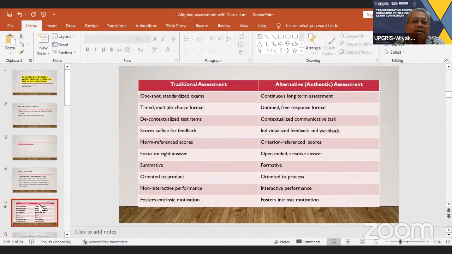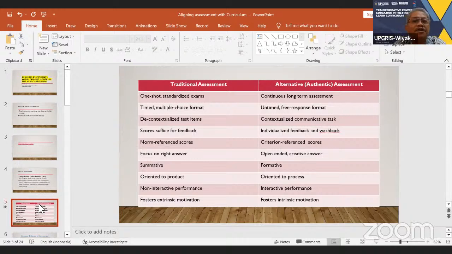One-shot, one-time exams are usually for traditional assessment, but alternative or authentic assessment is continuous, long-term assessment. So it is not given only once in the learning process, but continuously from time to time, from hour to hour, from minute to minute probably, from week to week, not only limited to a period, let's say the midterm period or the last period of the classroom.